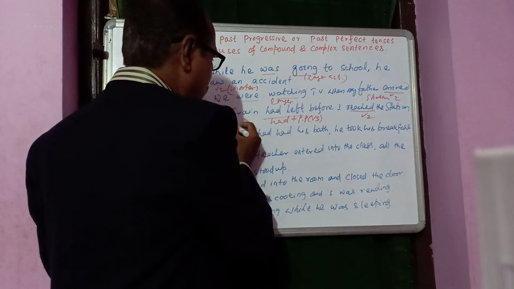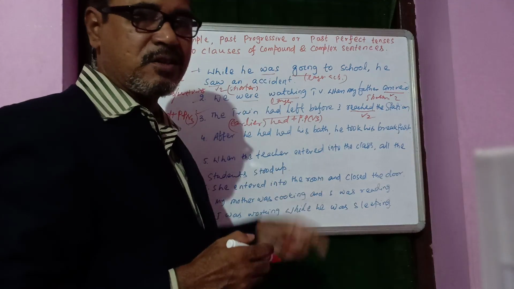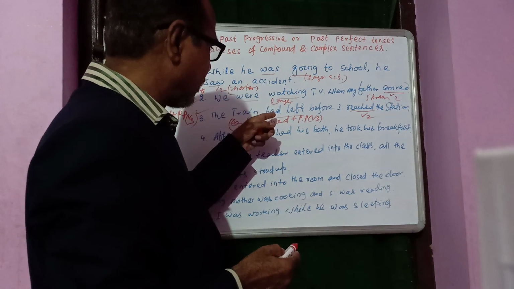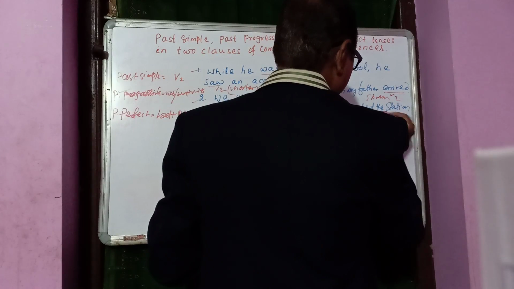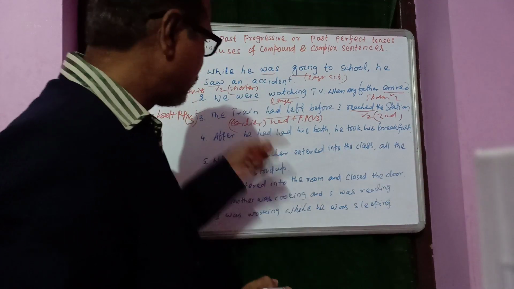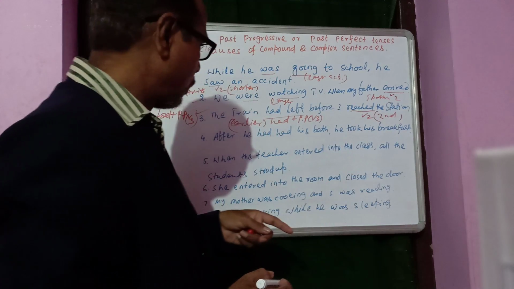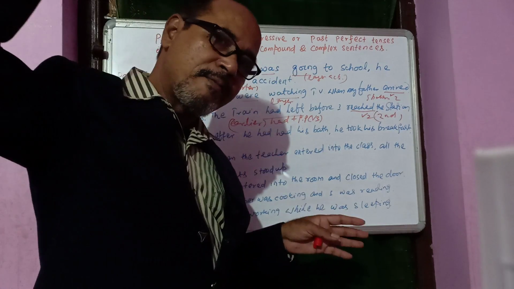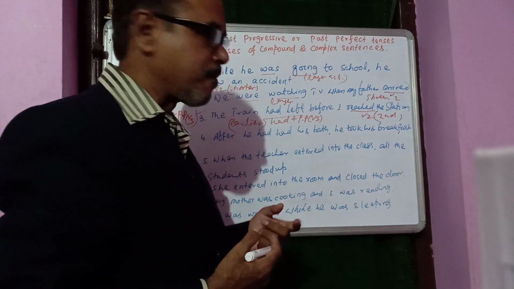This is the earlier action. It is a finished action. First it started, then the second action. This is the second action; this is the earlier action. This action happened later. After the train had left, I reached.